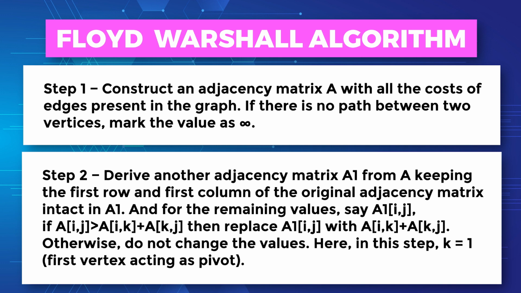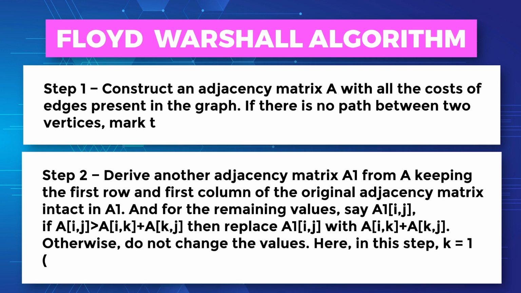Here in this step, k equals 1, the first vertex acting as a pivot point. So we consider the first vertex as in the picture, and in a particular graph, through this vertex, you can move to any station with its help. But all the remaining vertices are still part of the graph, but they can't help you. Only the first vertex in the first step gives you the facility to access that path, and you can travel to any station if you have a direct path.